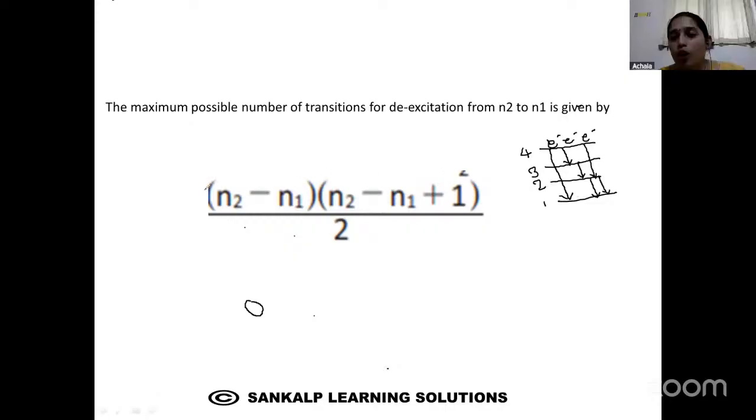How do we find how many spectral lines, or possible number of transitions, are possible? It is (n2 minus n1) into (n2 minus n1 plus 1) divided by 2. This will be the equation. You should note the equation. This will be an important equation for us.